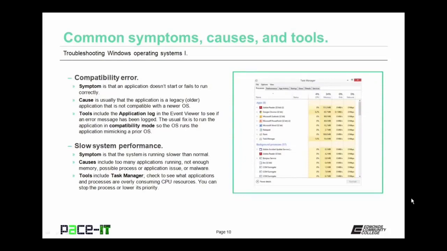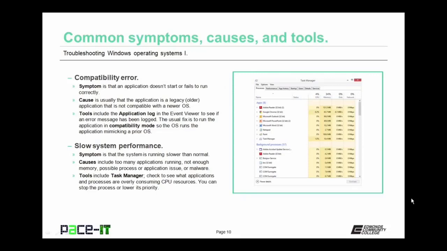Every once in a while you'll get a compatibility error. The symptoms for this are that the application either doesn't start or it fails to run properly. The cause is that the application is legacy. It's older. It's not that compatible with a newer OS. The tools to fix this include the application log in the Event Viewer to see if an error message has been logged. A lot of the times this will be there, and it'll tell you that there's a compatibility issue. The usual fix is to run the application in compatibility mode so the operating system mimics an older or prior operating system.